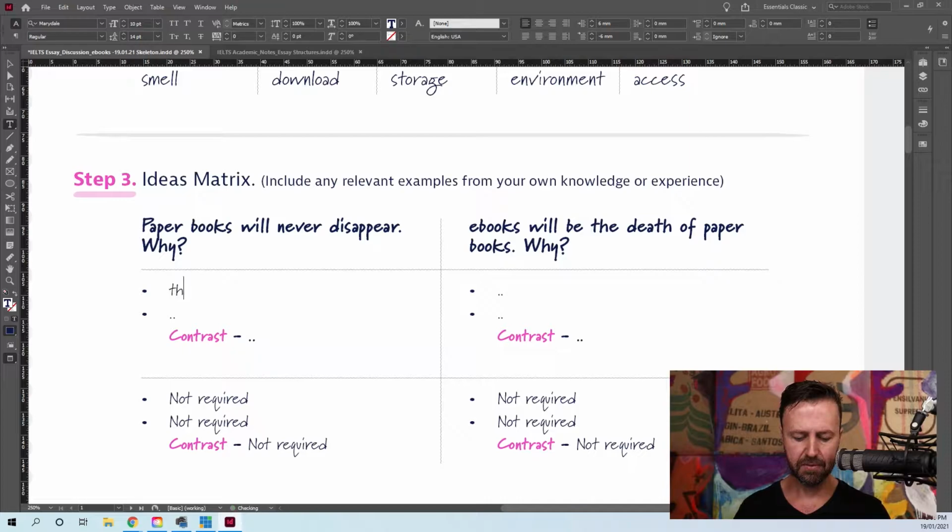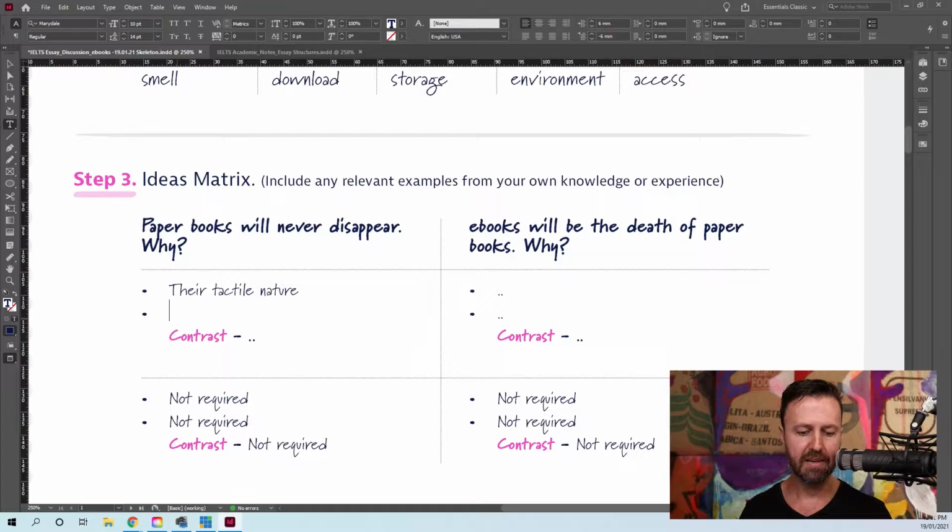I've got written down here their tactile nature. What that really means is that you can physically interact with them. Again, you can pick them up, you can touch them, you can turn pages, you can feel the paper. Again, it's that tactile nature. You can touch and feel the object. Nature being their tactile form. Again, the ability to hold and to turn those pages.